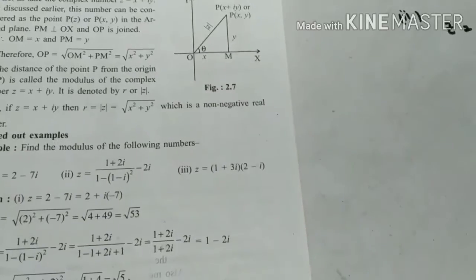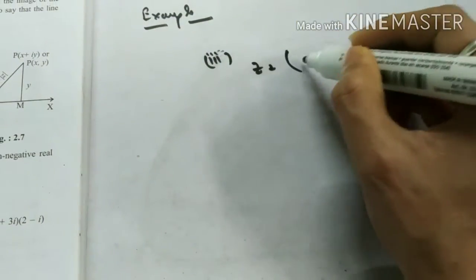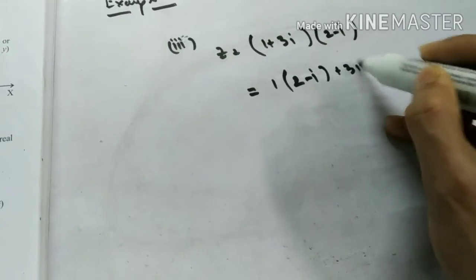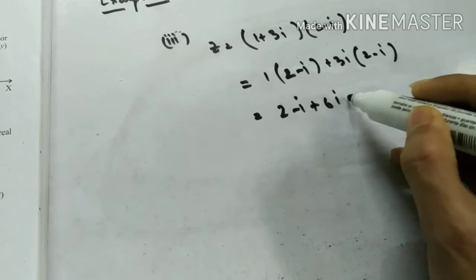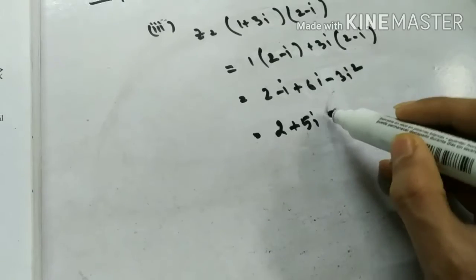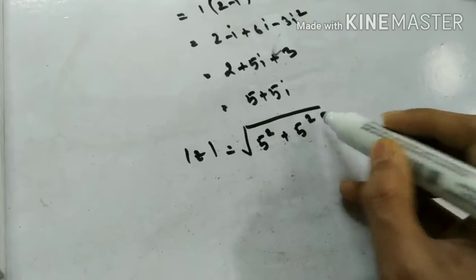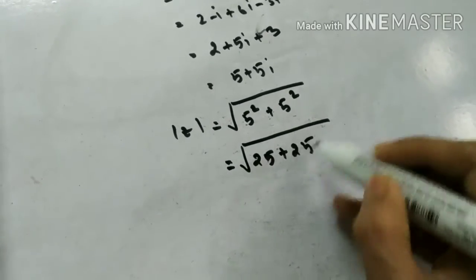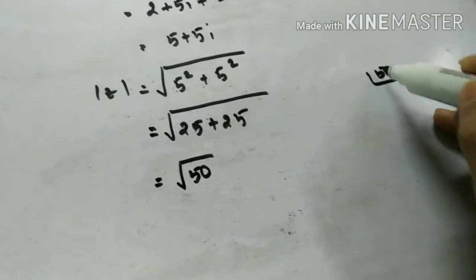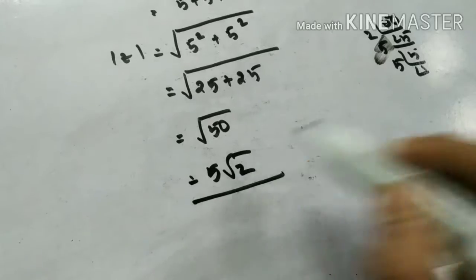Next, question number 3. First of all, remember I have to bring it into the form of a plus ib. Then only I can find the modulus. Number 3, z is equal to 1 plus 3i times 2 minus i. So this is equal to 2 minus i plus 3i times 2 minus i, which is 2 plus 6i minus i plus 3i, sorry, minus 3i square. So this is 2 plus 5i plus 3, that is 5 plus 5i. So modulus z is equal to root over 5 square plus 5 square, equal to root over 25 plus 25, equal to root over 50. Now root over 50: 50 is 2 times 25, 25 is 5 times 5, so it is equal to 5 root 2. This is modulus z.